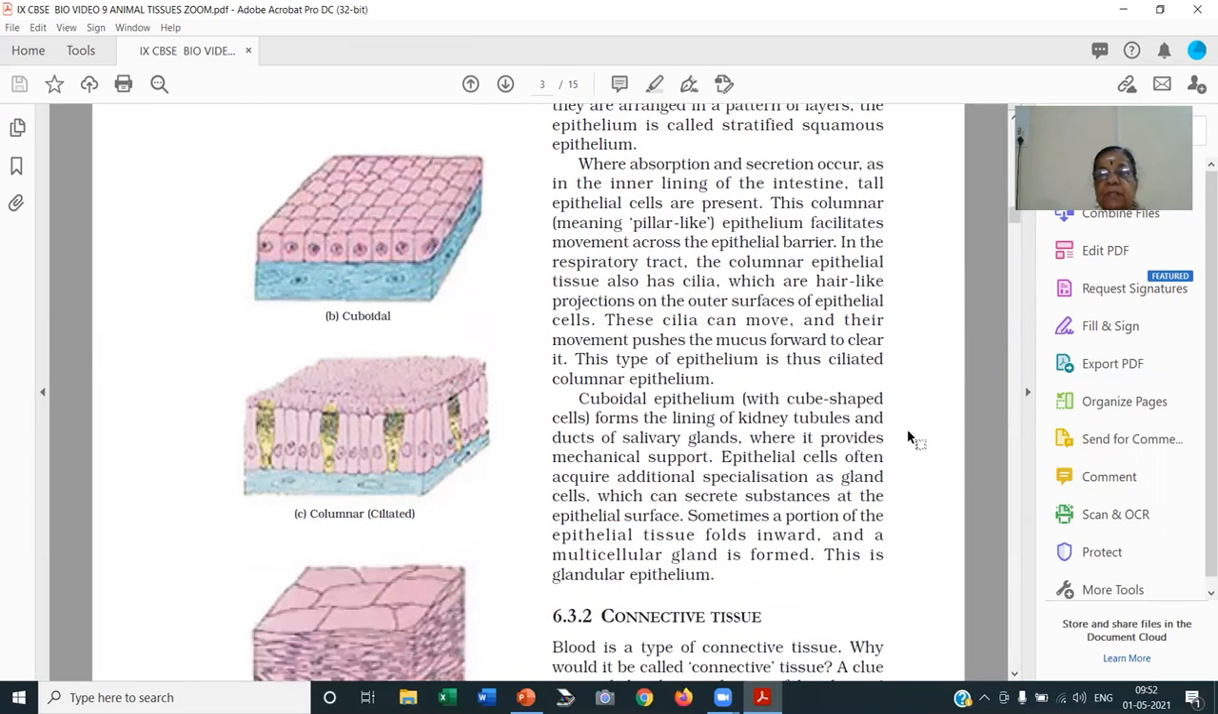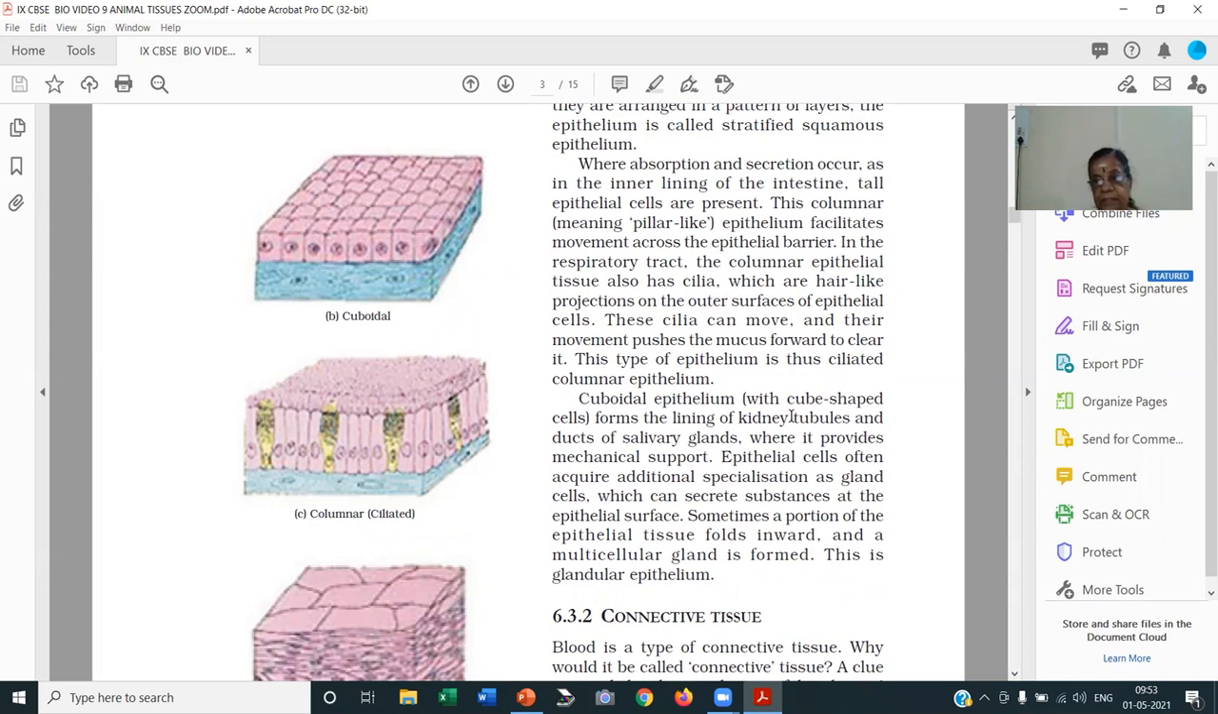Then cuboidal epithelium forms the lining of kidney tubules. Location is very important. Cuboidal epithelium forms the lining of kidney tubules and ducts of salivary glands, where it provides mechanical support. Then epithelial cells often acquire additional specialization as gland cells. They form the glandular epithelium. I hope you understand. So this is epithelial tissue.